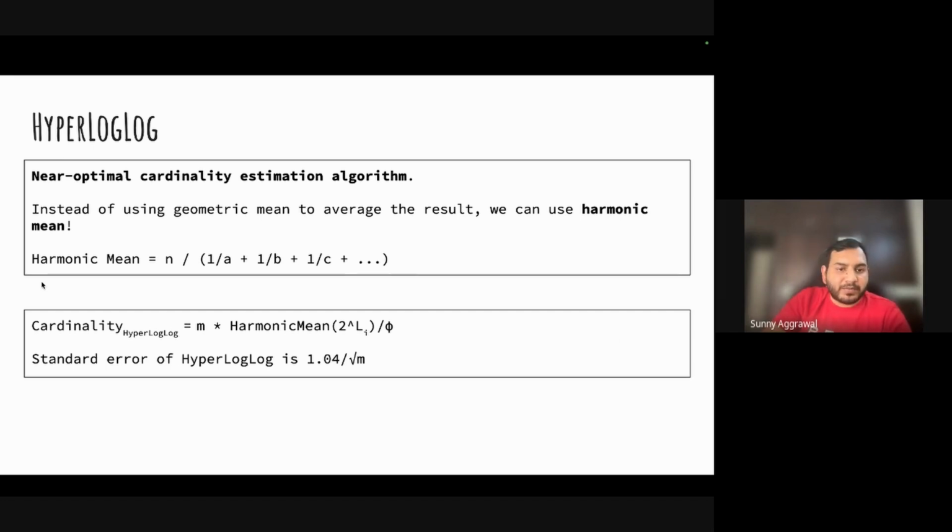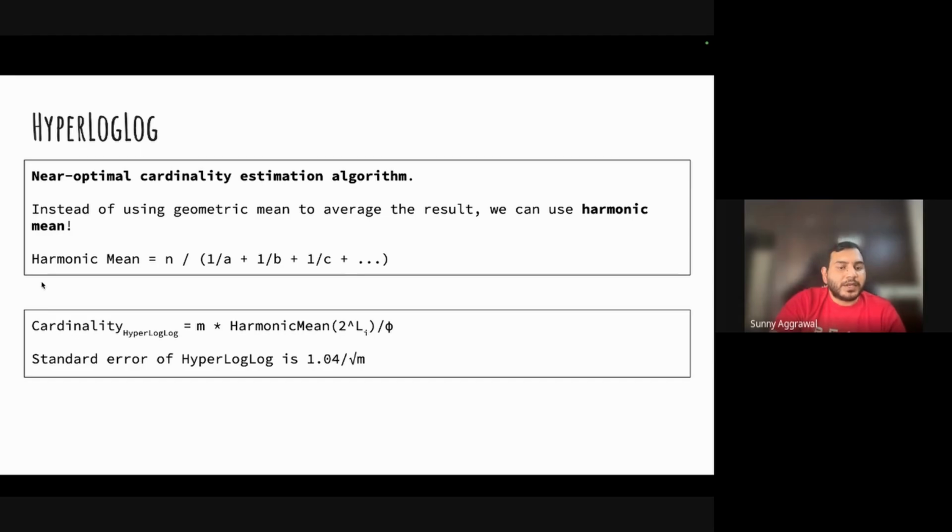And instead of the geometric mean of 2 to the power L, now it becomes the harmonic mean of all the 2 to the power L values. And then the standard error comes out to be lesser than the previous algorithm, 1.04 divided by root m. And computation wise, it is not very compute intensive. So this is the final algorithm, which is used by a lot of systems today.